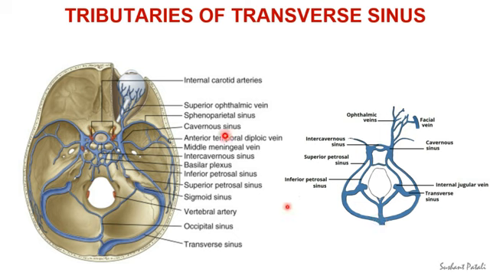Now what are the tributaries of the transverse sinus? Basically the transverse sinus has five tributaries, and these are the superior petrosal sinus, inferior cerebral veins, inferior cerebellar veins, posterior temporal diploic vein, and the inferior anastomotic vein connecting the transverse sinus with the superficial middle cerebral vein.